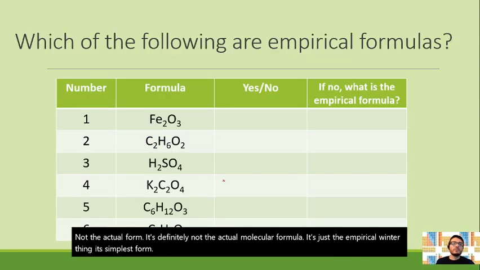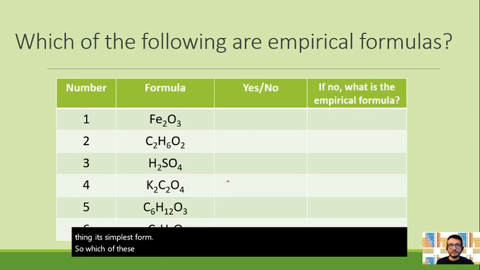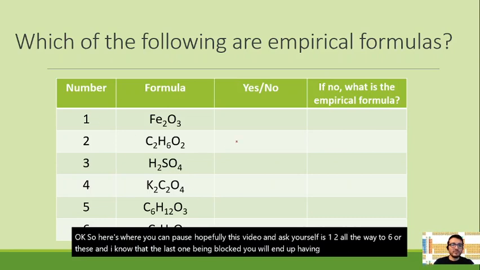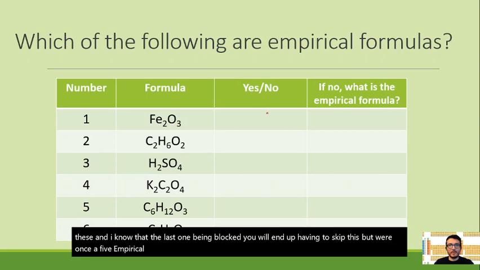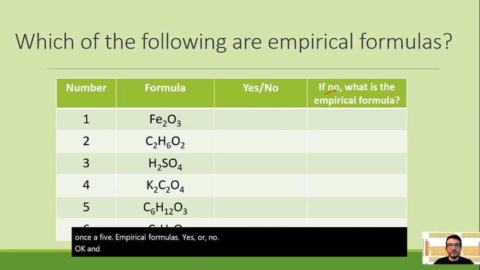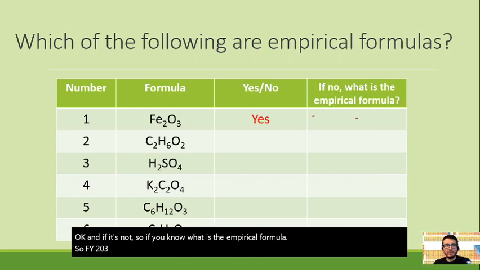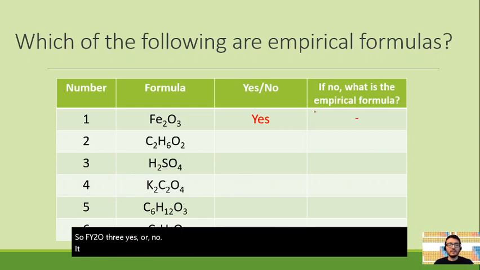So, which of these are an empirical formula? Here's where you can pause this video and ask yourself, are 1 to 5 empirical formulas, yes or no? I know that the last one is being blocked here, so we'll end up having to skip it. And if it's not, what is the empirical formula? So Fe2O3, yes or no? It is. Yes, it is the empirical formula. This cannot be simplified. You can't divide this by anything and still get whole numbers.